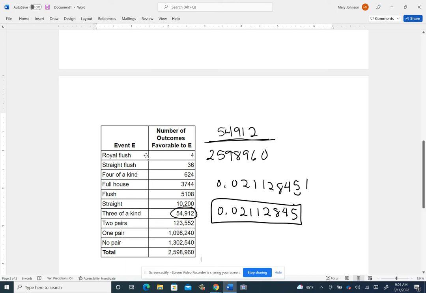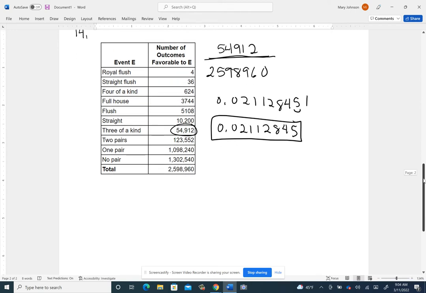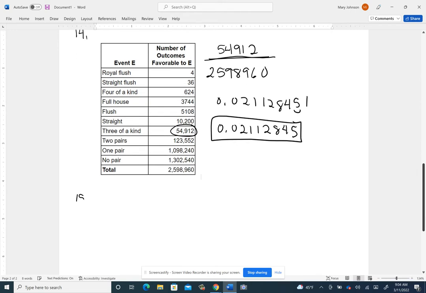Okay, so that one was pretty straightforward. Now the one that's really tricky is the next one. So this was my question number 14. Previous one was my question 13. All right, and then on 15, it's a lot harder. Okay, so let's look at 15.